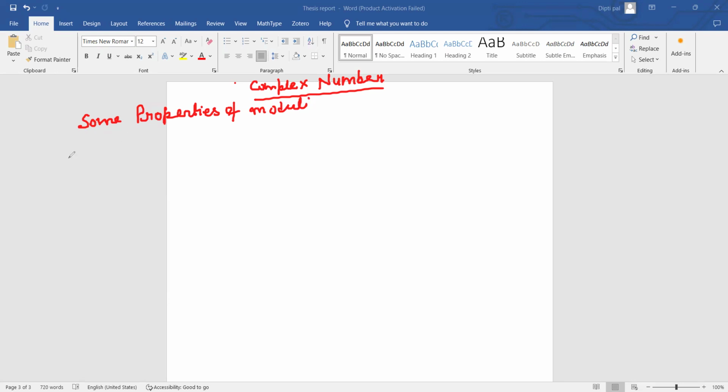First theorem: yesterday we proved that the modulus of the product of two complex numbers is the product of their moduli. If we have Z1 times Z2, then it will be modulus of Z1 times modulus of Z2. Okay, so now we move to the second one, theorem 2.